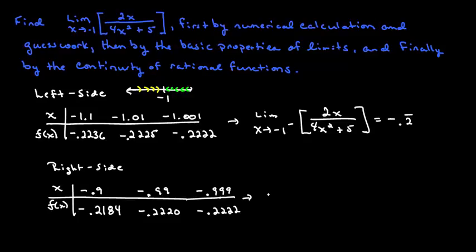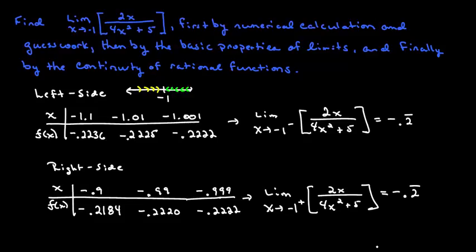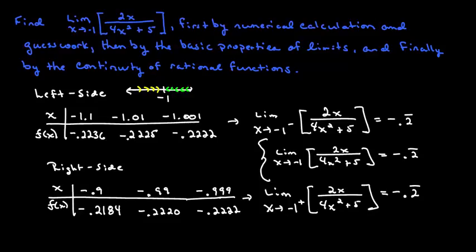So we would say that the limit as x approaches -1 from the right side is the same thing. So overall, we can take these two pieces, this guy up here and this guy down here, and combine them to say the overall limit as x approaches -1 of 2x over 4x squared plus 5 is equal to -0.2 repeating, which is -2/9.